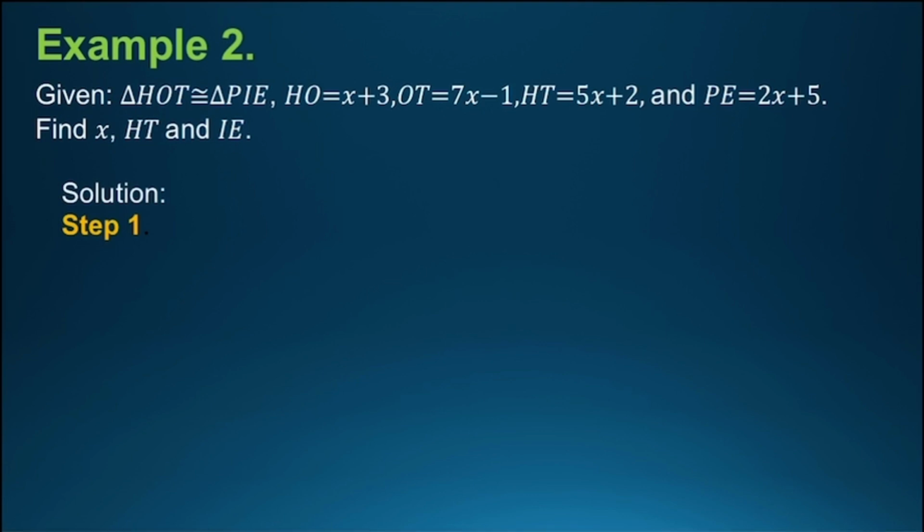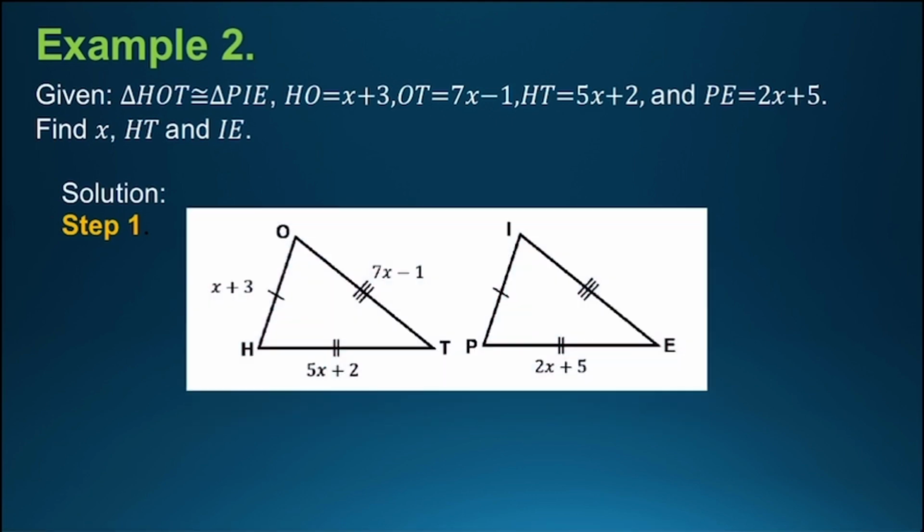For our solution, for our step 1, the given may be illustrated as on the slide. For our step 2, we may skip this step since the congruency of triangles, triangle HOT and triangle PIE, is already established, which is SSS.